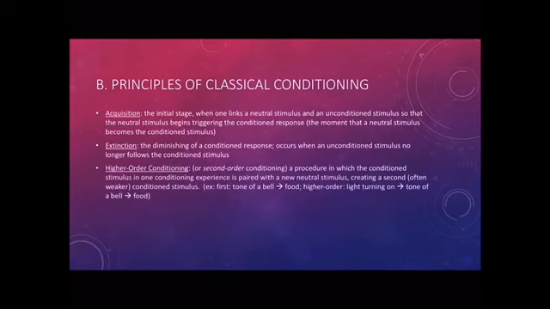And then higher order conditioning is really just a second step in the process. So let's say the dog has already learned that every time you ring the bell, it gets food. Well, now, every time that we're about to ring the bell and then give the dog food, we turn on a purple light. So we turn on a purple light, then we ring the bell, then we give the dog food. Purple light, bell, food. Purple light, bell, food.